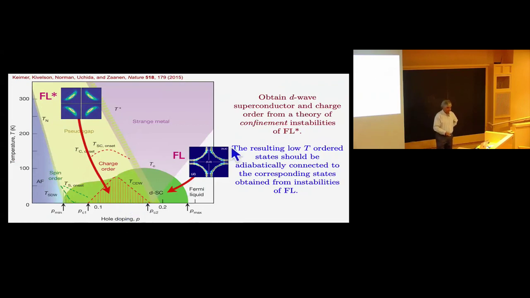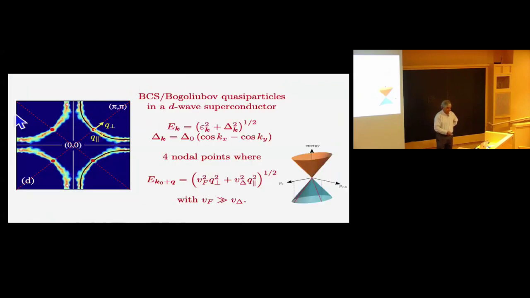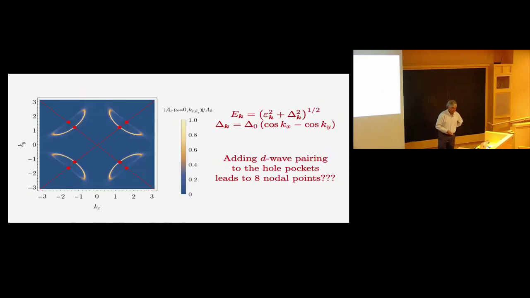So first let me recall, how do you get a D-wave superconductor from a Fermi liquid? Well, there's the large Fermi surface. The pairing gap goes to 0 along the diagonals, and then you get these 4 Dirac points with highly anisotropic velocities, with this velocity being much larger than this velocity along the tangent to the Fermi surface. Okay, so let's do that with FL star. We just do the most naive thing, where you put a D-wave pairing amplitude on this. Well, then you're going to get 8 nodal points.